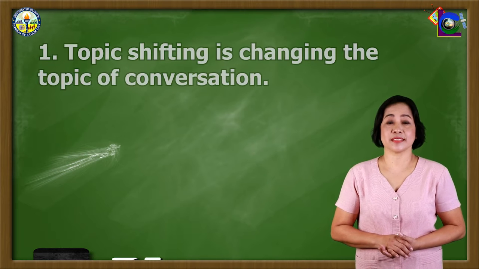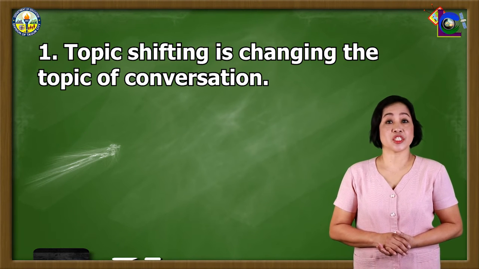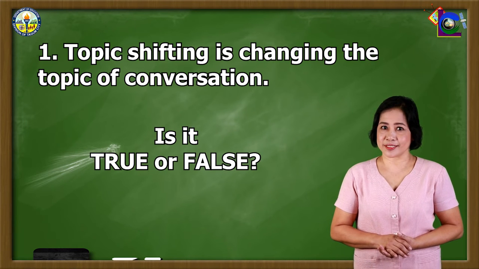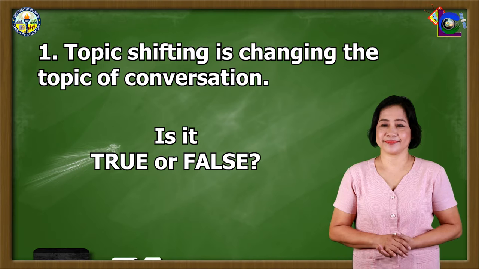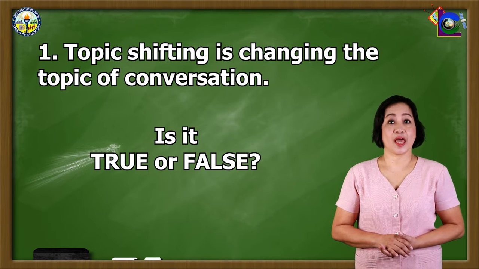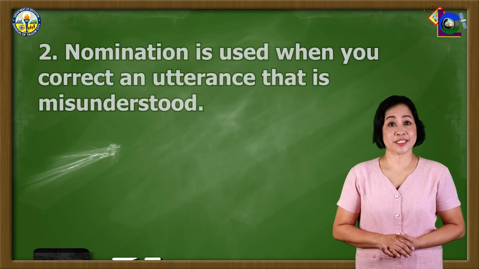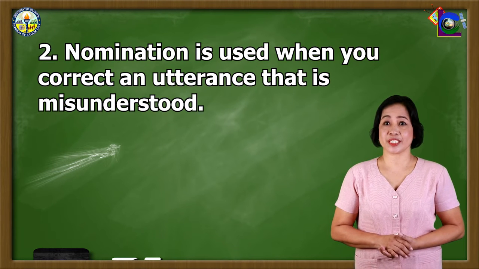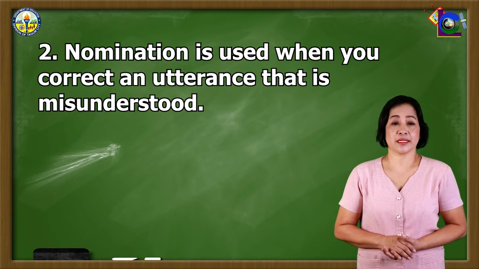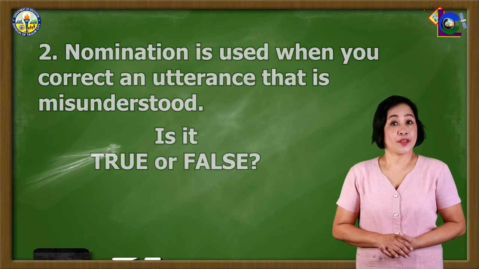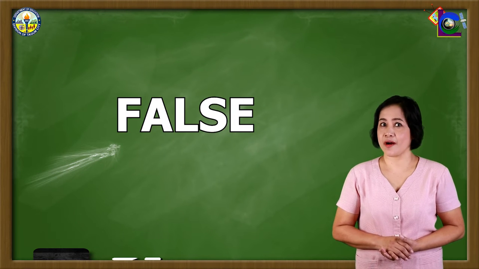Question number one. Topic shifting is changing the topic of conversation. Is it true or false? The correct answer is true. Question number two. Nomination is used when you correct an utterance that is misunderstood. Is it true or false? The correct answer is false.